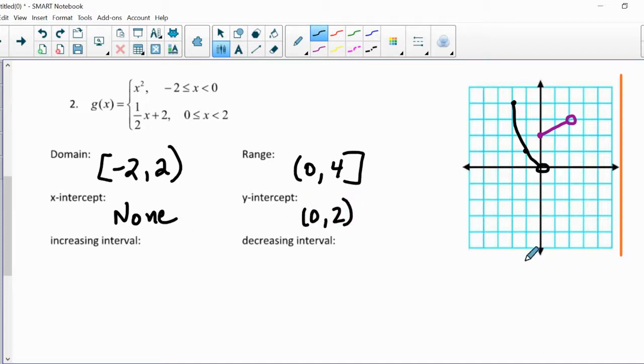Increasing interval, remember, is going from left to right. That's 0 to 2. And decreasing left to right, I'm going down on the black curve. So that's negative 2 to 0.